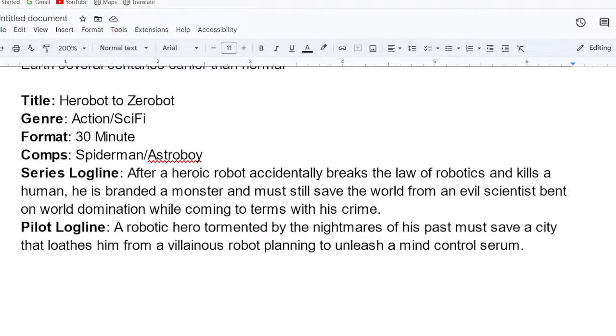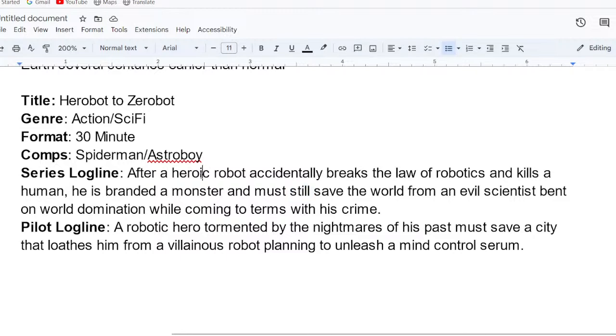So, half-hour cartoon. I get the world that we're in, sort of like Saturday morning cartoon, superhero stuff. After a heroic robot accidentally breaks the law of robotics. Well, that's more than the law of robotics, that's just the normal law. You're not supposed to kill people, right? So he breaks the law, but I think I see what you're saying. He breaks one of Asimov's laws of robotics and kills a human. He is branded a monster and must still save the world.